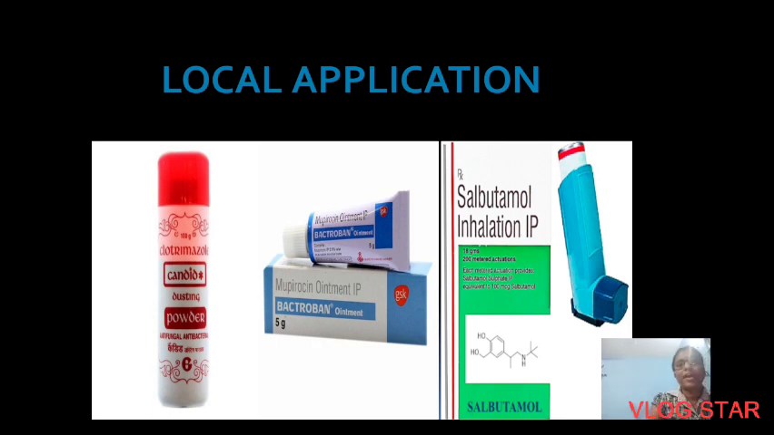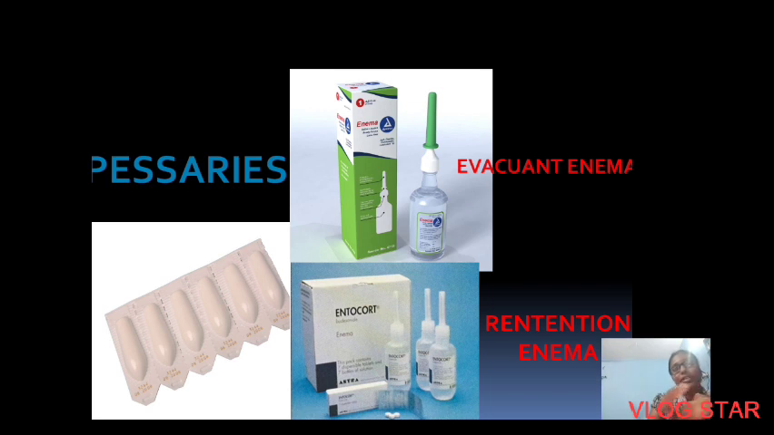And apart from this, you have pessaries. Pessaries are the drug formulations which are inserted into the vagina and rectum. So these formulations will be used then and there in order to produce the local effect in the rectum and vagina. And apart from these formulations, you have evacuant enema and retention enema. So enemas, you will be knowing about enemas. Enemas are liquid formulations which will be injected into the rectum.